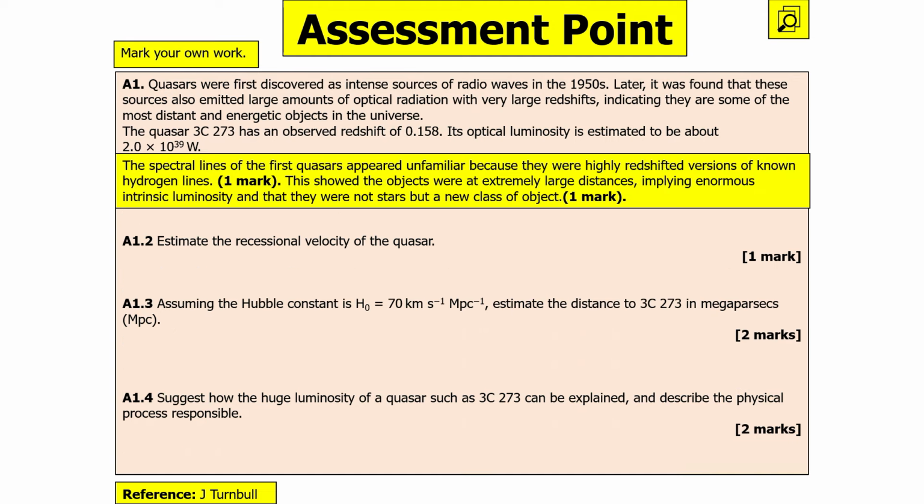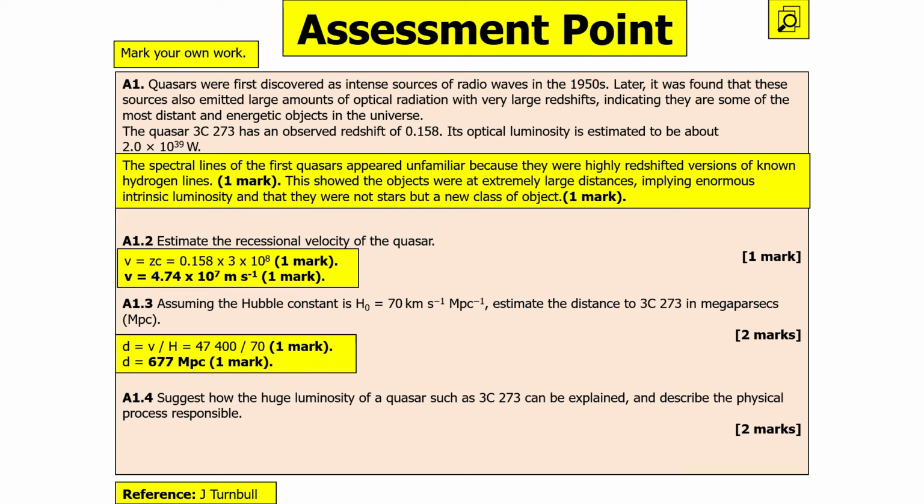The spectral lines of the first quasars appeared unfamiliar because they were highly redshifted versions of known hydrogen lines. This showed the objects were at extremely large distances, implying enormous intrinsic luminosity, and they were not stars but a new class of object. v equals zc, so we know z is 0.158, so v is going to be 4.74 times 10 to the 7 meters per second.